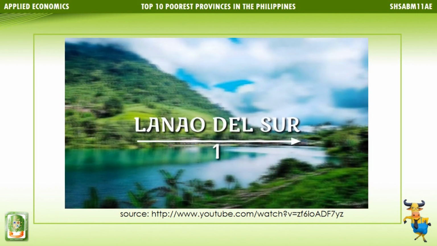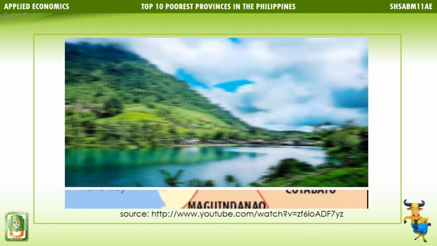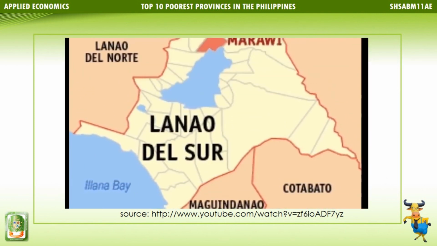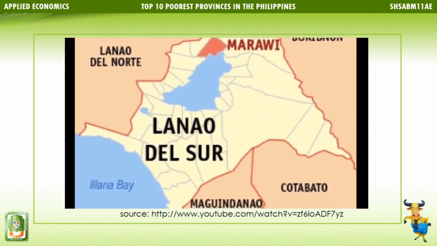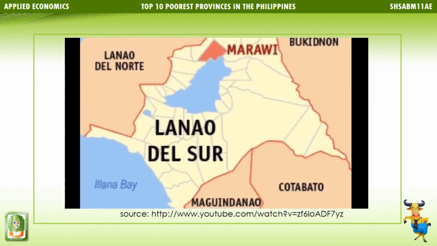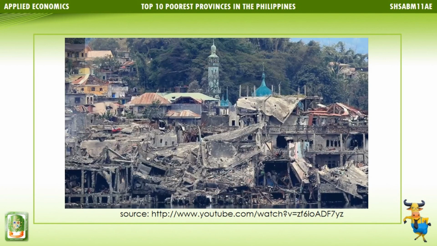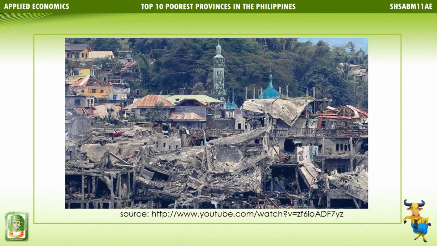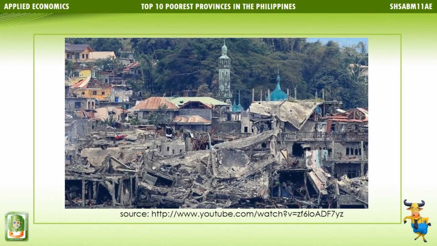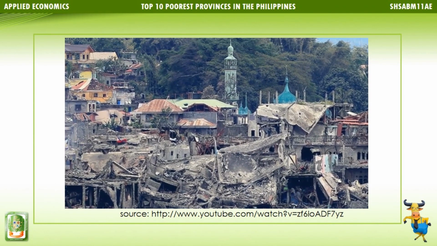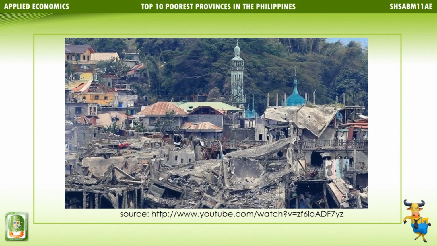Number 1. Lanao del Sur. Violence worsened the poverty in Lanao del Sur. Decades of armed conflict have hampered development in Mindanao, where most of the Philippines' poorest regions are located. The uncertainty caused by the siege in Marawi City would aggravate the poverty situation in Lanao del Sur, which remains as the poorest province in the Philippines.